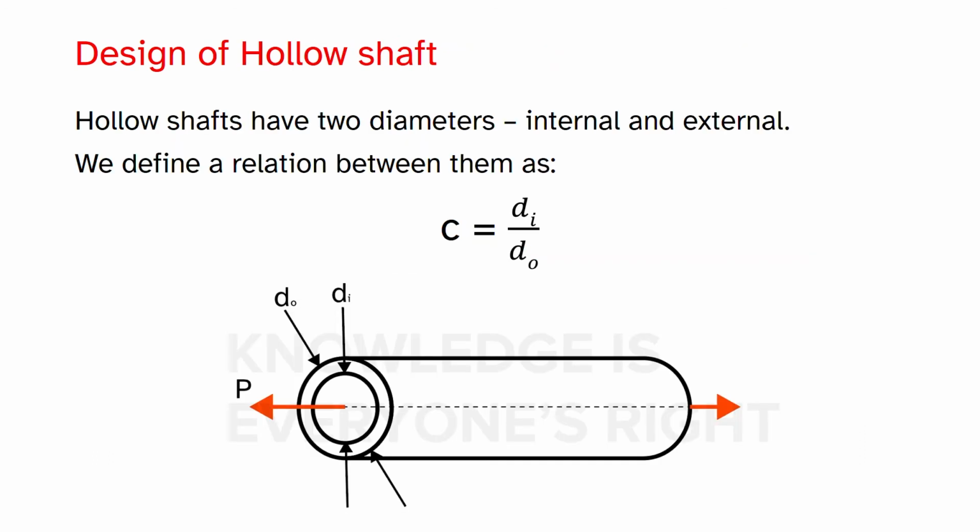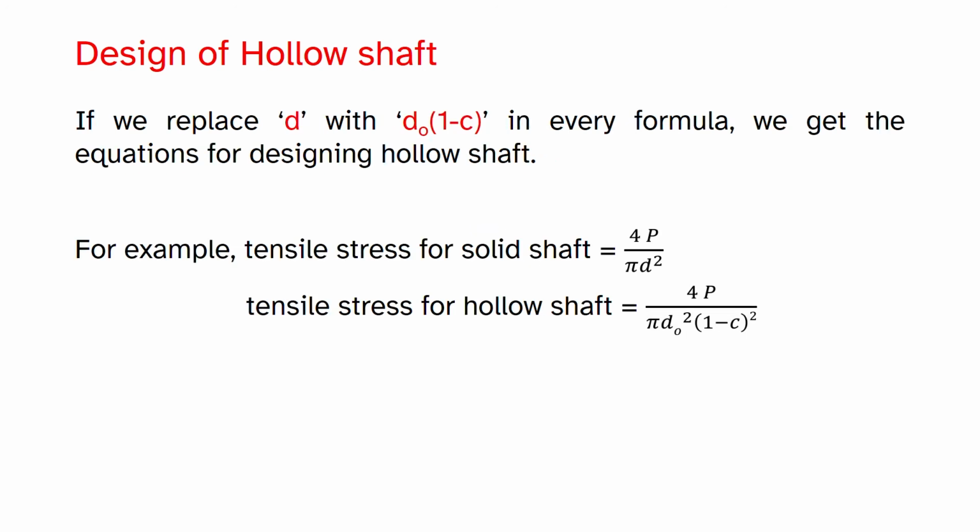We were discussing the design of solid shaft till now. In order to design a hollow shaft, we introduce a new variable, called C, as the ratio of internal and external diameter. In any of the previous formulas, if we replace diameter, D, with D naught into 1 minus C, we will obtain the equations for hollow shaft. Generally, the relation between two diameters will be mentioned in the question itself. If not, we can take an arbitrary value and solve the problem.